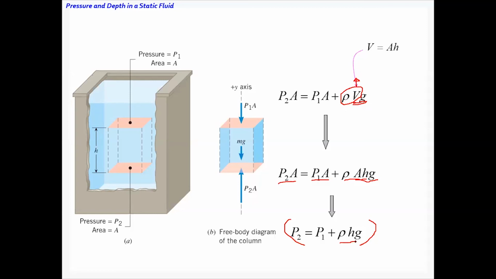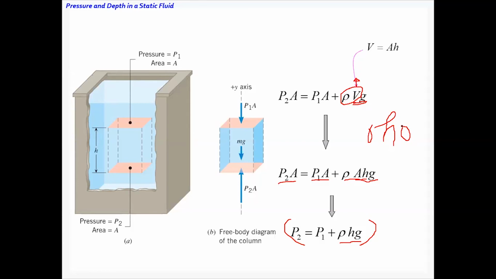Rho h g. Yes, this symbol is called rho, R-H-O. Okay. So P2 equals P1 plus rho h g.